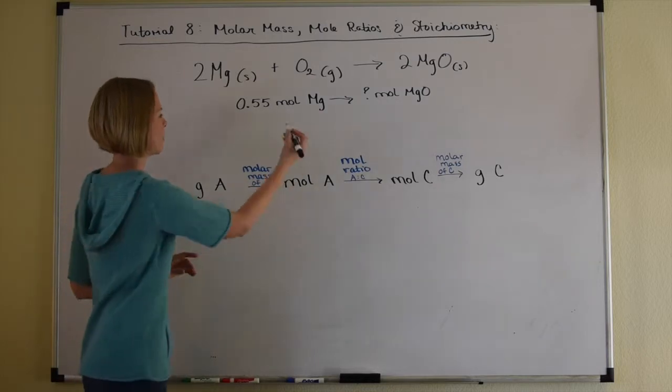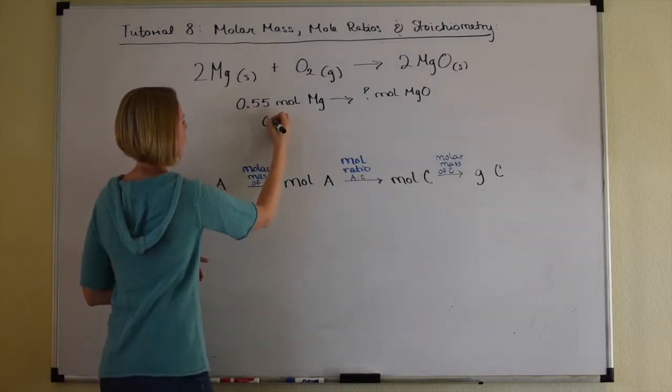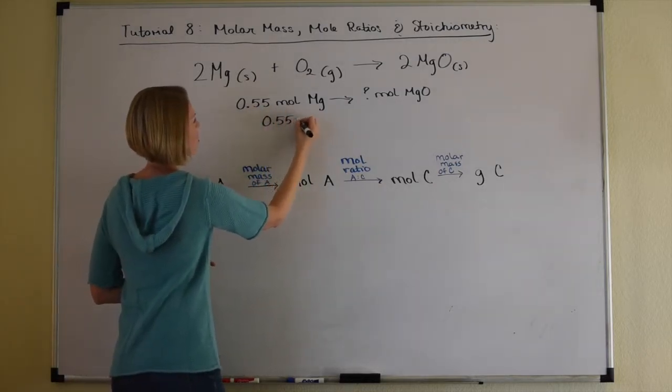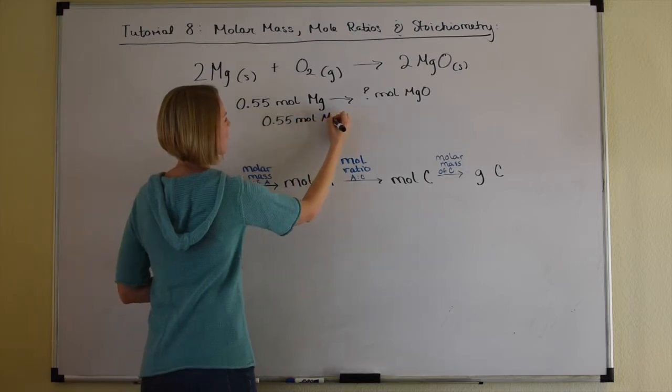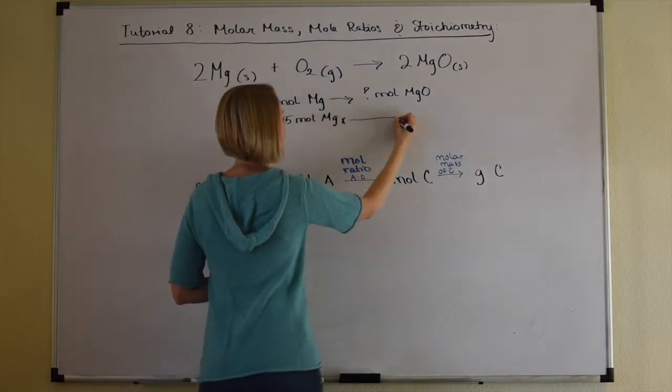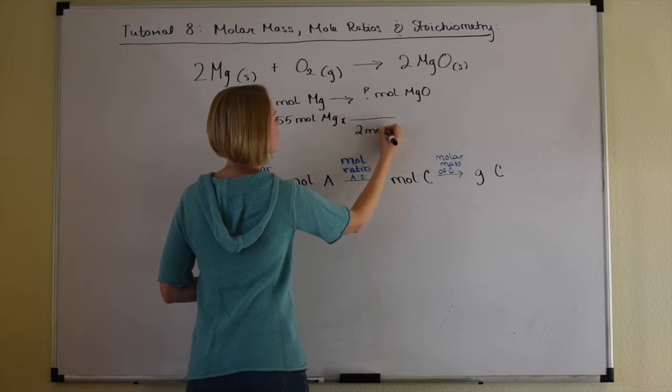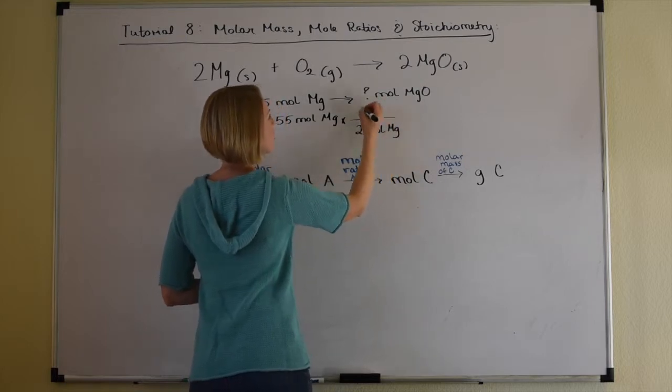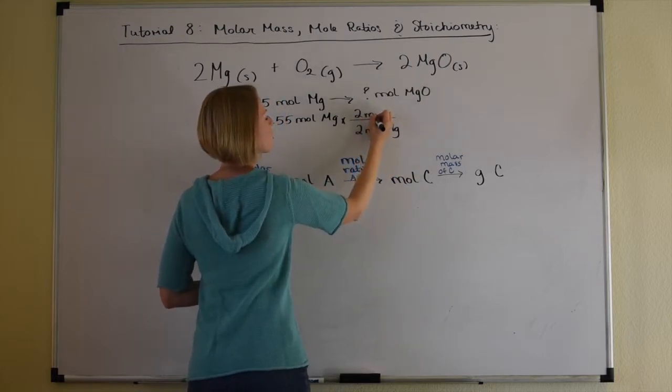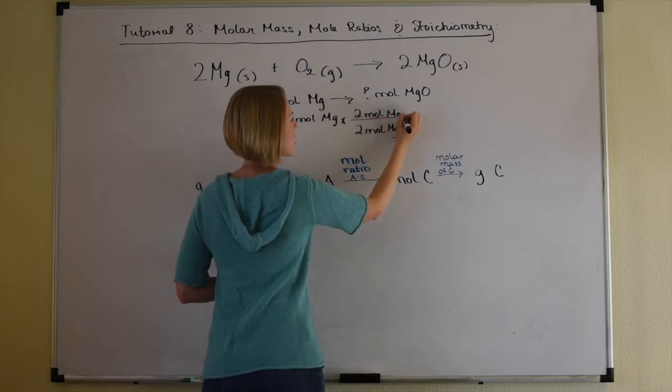Okay, let's set it up. And I'll do it up here. 0.55 moles of magnesium, for every 2 moles of magnesium, we're going to also get 2 moles of magnesium oxide.